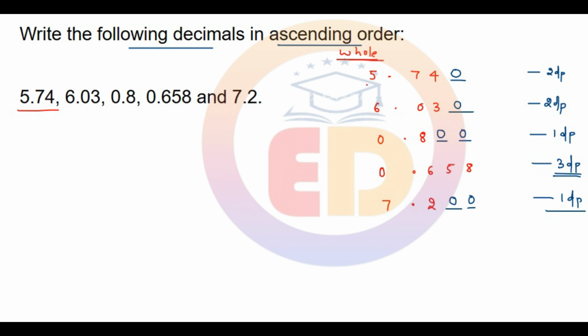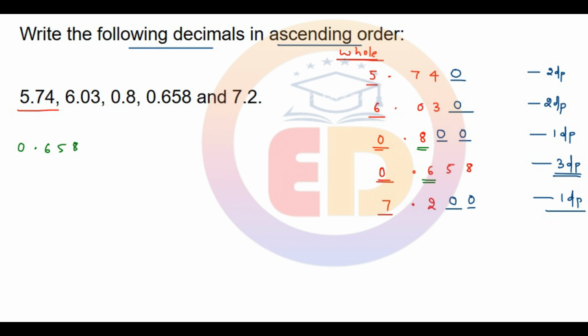5, 6, 0, 0 and 7. So among them the smallest should be 0 and 0. So there are 2 decimal numbers which are starting with 0. So how to compare them? Let's go to their 10th place. The 10th place of 0.800 is 8 and the 10th place of 0.658 is 6. I know that between 8 and 6, 6 is smaller. So this number 0.658 will be the smallest.